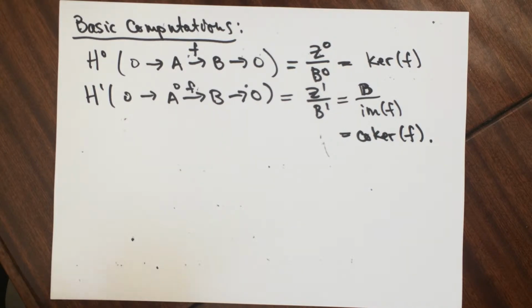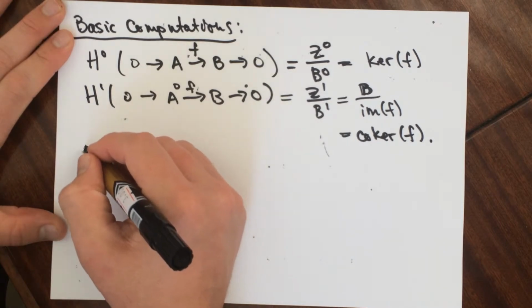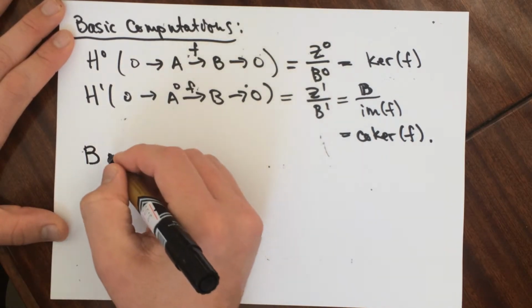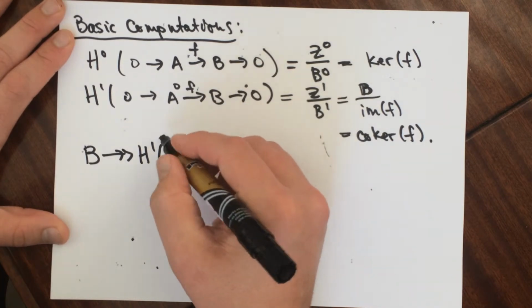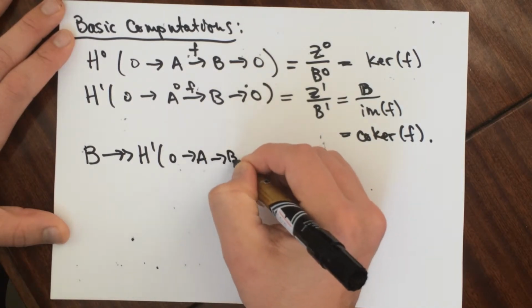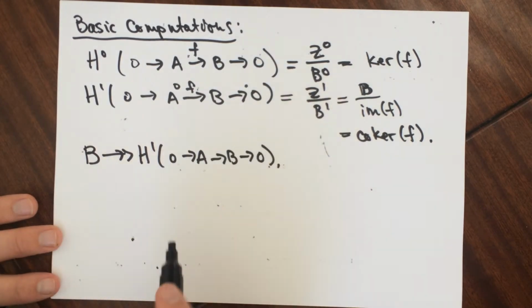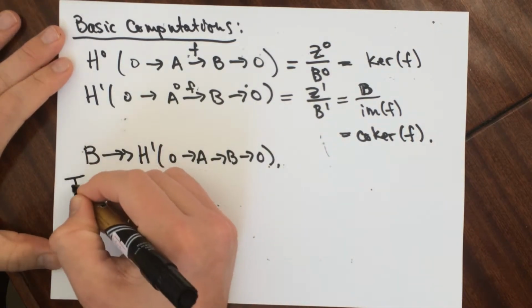Another observation that we have is that B surjects onto H1 of this complex here. So for a simple complex, we have surjections like this. Okay, so this is for simple complexes. Now truncations. Let me talk about truncations real quick.